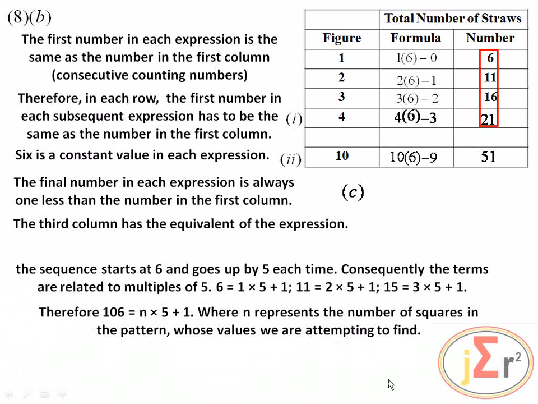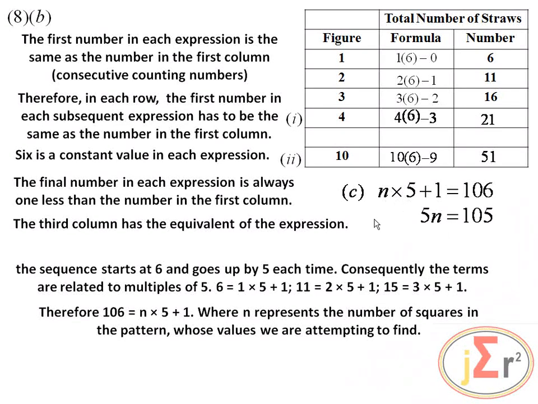Therefore, 106 must be some number multiplied by 5 plus 1, which is what we are saying right here. And we can just say it simply because we are saying that 6 is some number multiplied by 5 plus 1, 16 is some number multiplied by 5 plus 1, 21 and also 51 is some number multiplied by 5 plus 1. There we have it. So 106 is equal to some number multiplied by 5 plus 1, or 5 times the number, 5n plus 1 is equal to 106.